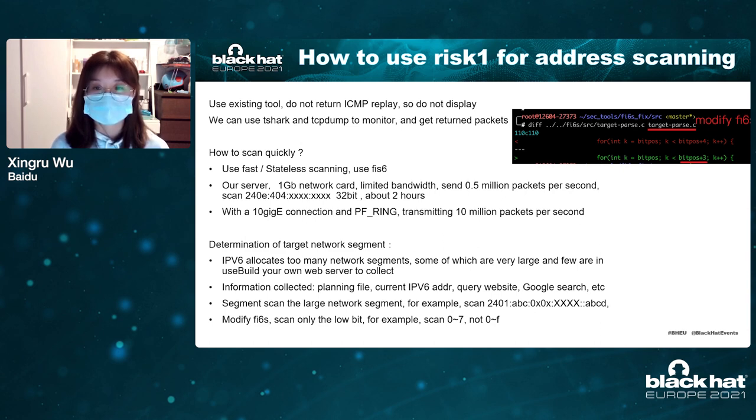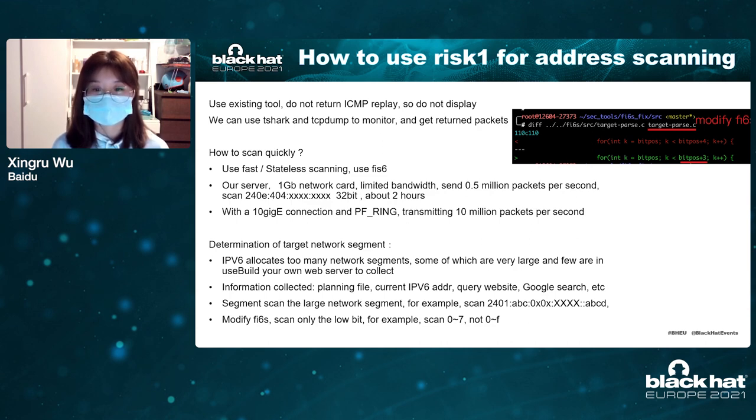We must use faster stateless scanning and send ICMP packets fast enough. I recommend using FI6 as the scanning tool. It can easily set which bits need to be scanned. We use a 10GB network card server to run FI6, which can achieve a speed of 1.5 million packets per second.